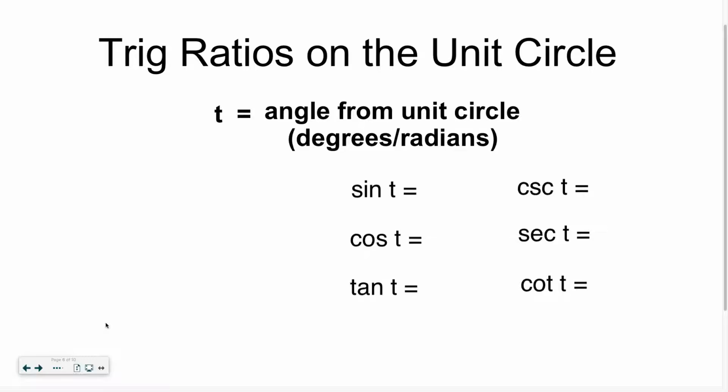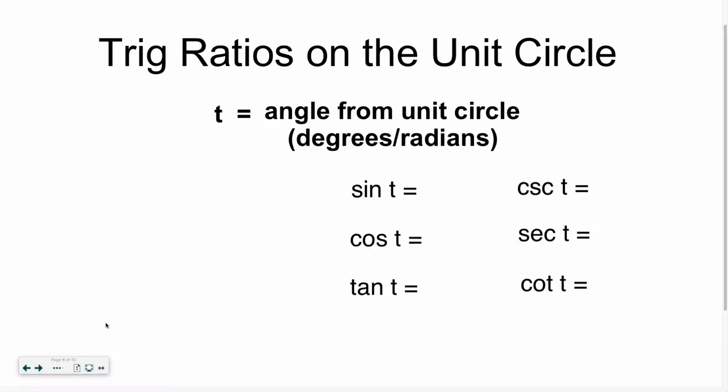I'm making one tweak today and saying we're not going to be doing sine, cosine, tangent of any angle. We're going to be doing sine, cosine, and tangent of angles that appear on the unit circle. I could put a little addendum there, or are coterminal to angles on the unit circle. And I'm going to call those angles T. So that T just represents a special angle from the unit circle.